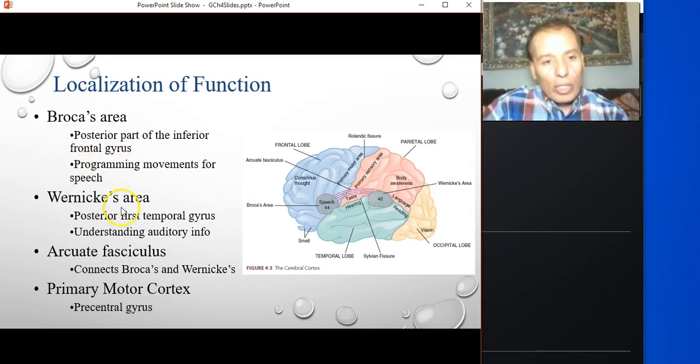One area of interest here, I'm going to go first with Wernicke's area. Wernicke's area is on the temporal lobe. I need you to know where these areas are. On the temporal lobe here, the superior gyrus, on the posterior part of the superior temporal gyrus, that area is called Wernicke's area. Wernicke's area is connected to the auditory cortex. It is connected to an area here called the auditory association cortex.